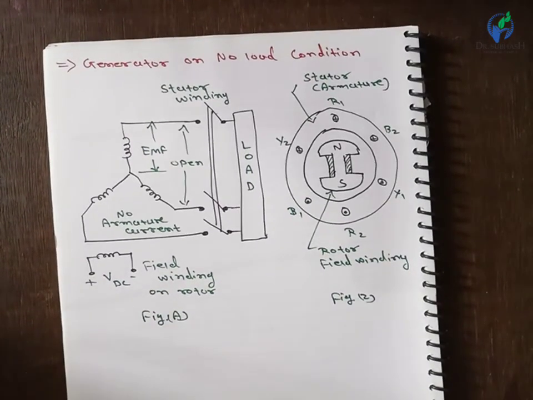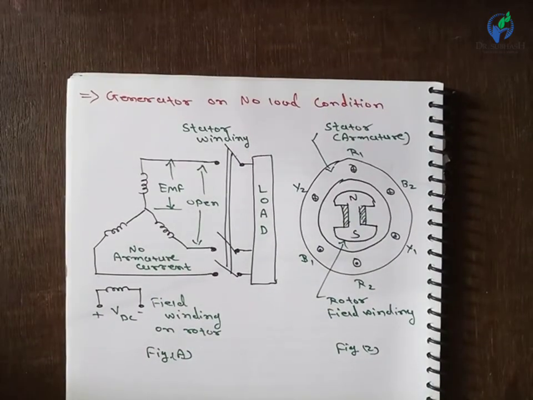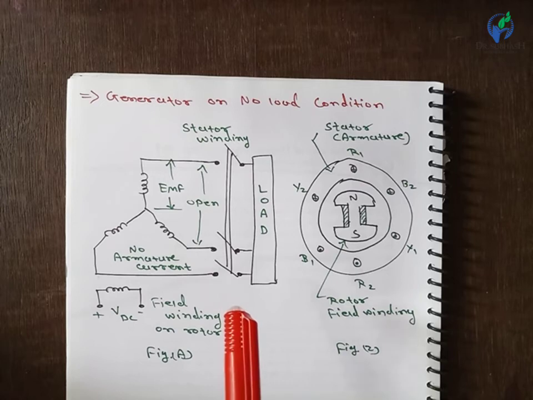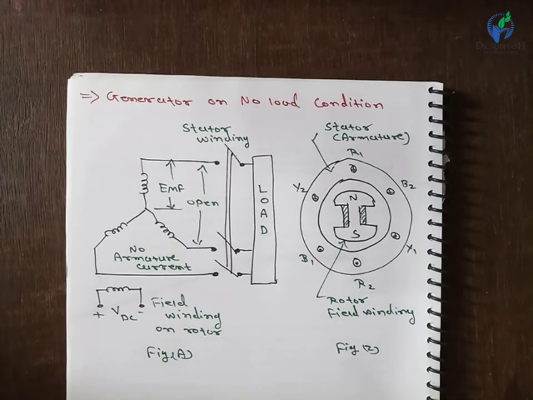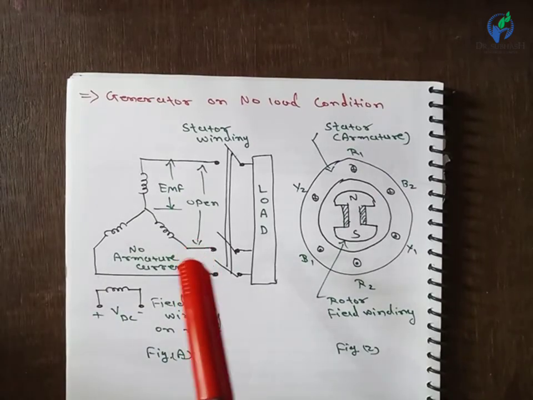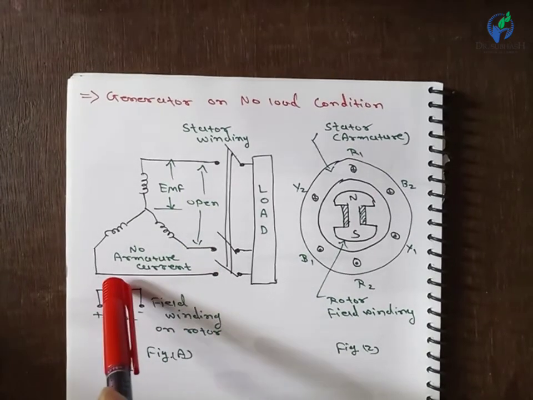Now the next point is the generator on no load condition and the generator on load condition. When the generator is on no load condition, the armature or stator winding is open circuited. There is no armature current and hence no armature flux. Here is the figure of a generator on a no load condition.